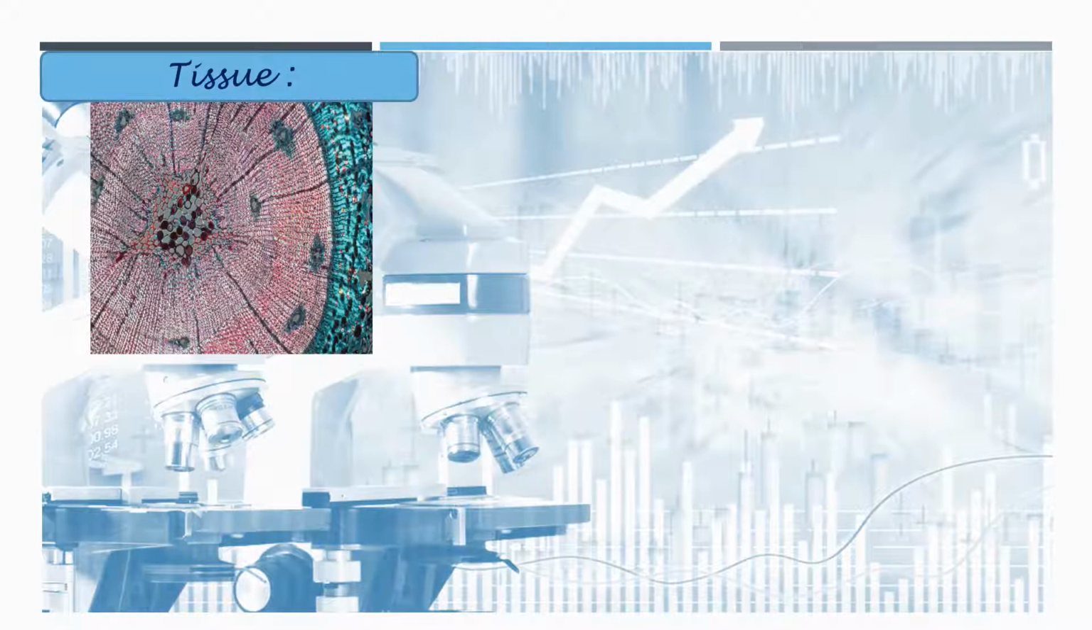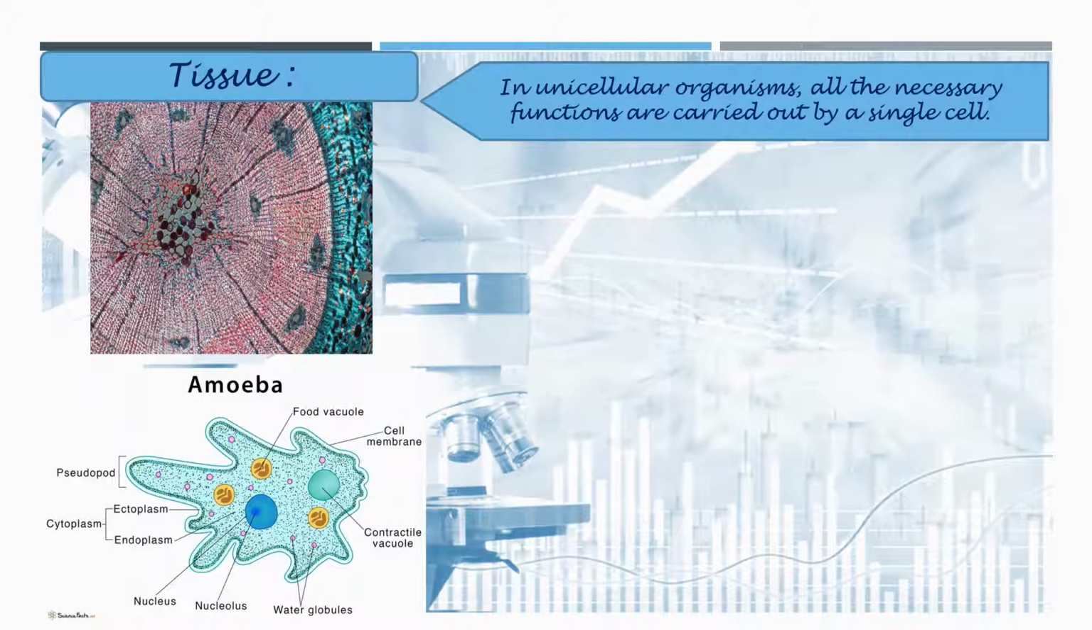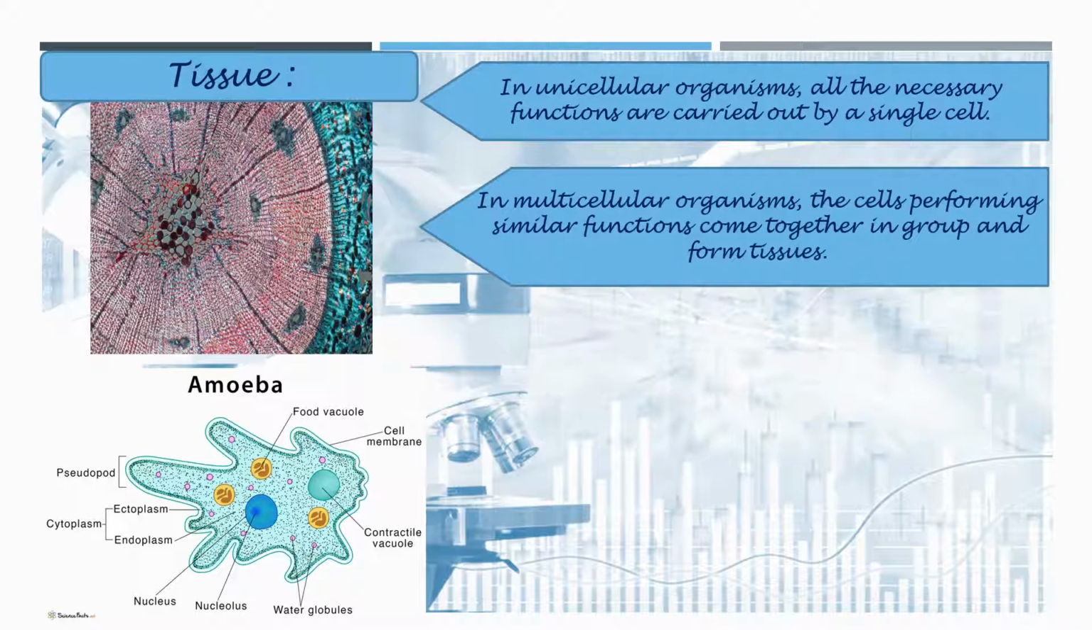Now, what is tissue? Before that, we will just recall unicellular and multicellular organisms. In unicellular organisms, all the necessary functions are carried out by a single cell. For example, in amoeba, all the cellular functions are performed by the cell organelles in the body. Then in multicellular animals, the cells performing similar functions come together in groups and form tissues.